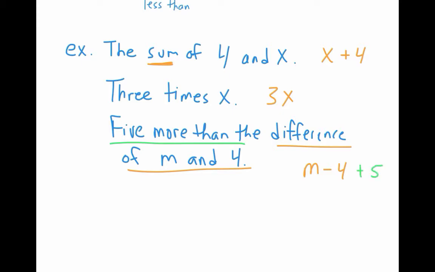Now sometimes, something that tripped up a bunch of people on my algebra quiz last week was that sometimes you need to put parentheses around that. If it had been 5 times the difference of m and 4, then you'd have to put parentheses around the m minus 4 to make it subtract before you multiply. Does that sound familiar? So be a little careful of that.